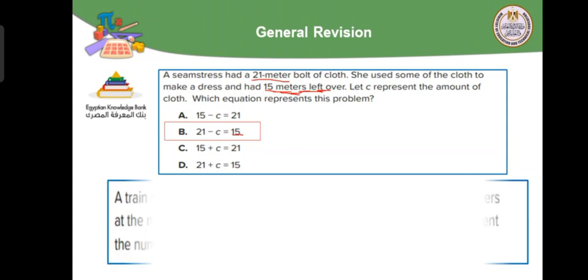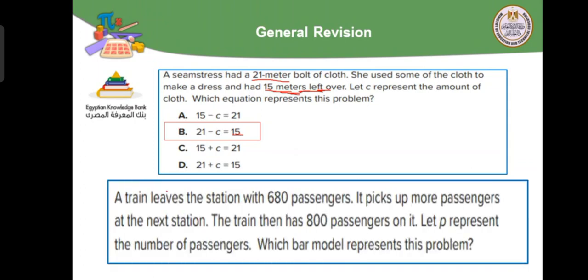Here, a train traveled to the station with 680 passengers. It picks up more passengers at the next station. So first it leaves with what? 680. Then at the next station, the train then has what? 800 passengers. So the number of passengers increased. Let B represent, B is the missing number here, the number of passengers.